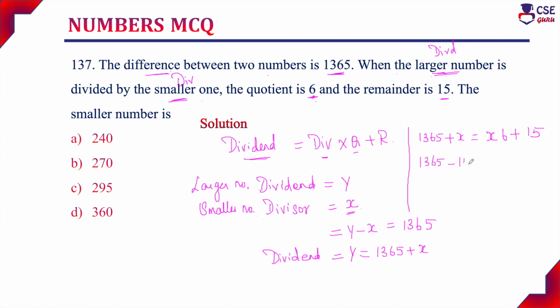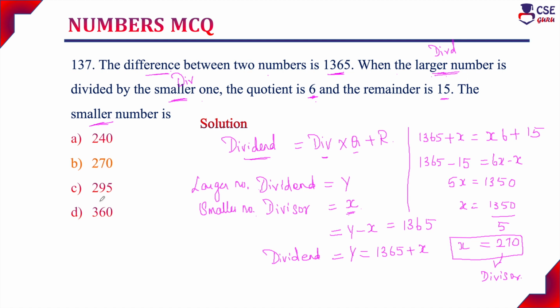1365 minus 15 is equal to 6X minus X. So 5X is equal to 1350 and X is equal to 1350 by 5. So the value we will get is 270. The X value is nothing but 270 and this is the divisor. Okay. So the smaller number, that is the divisor, is 270. So the correct answer is option B, 270.